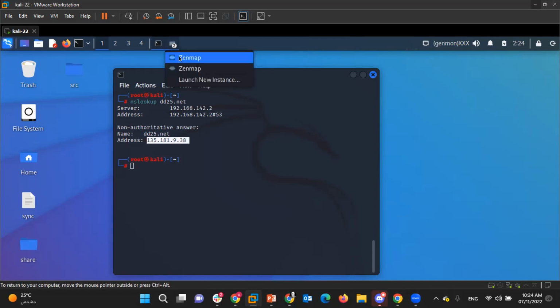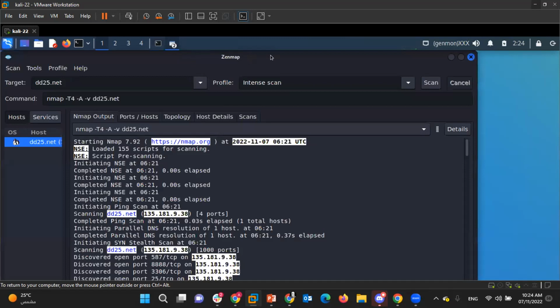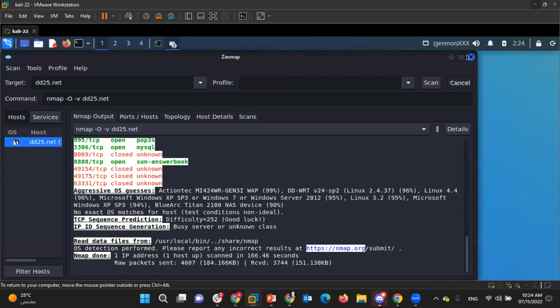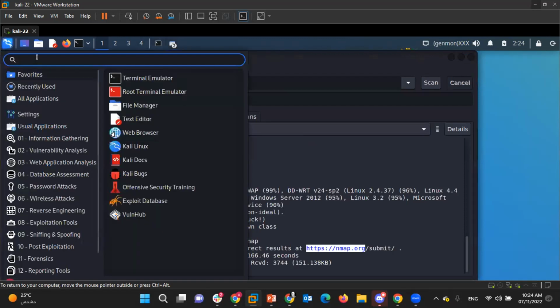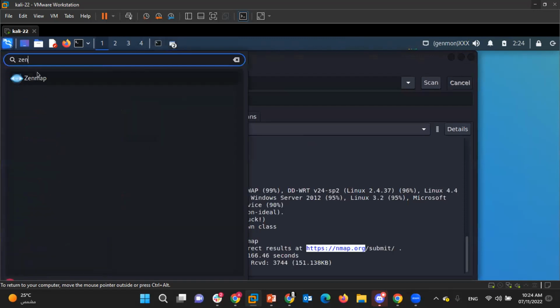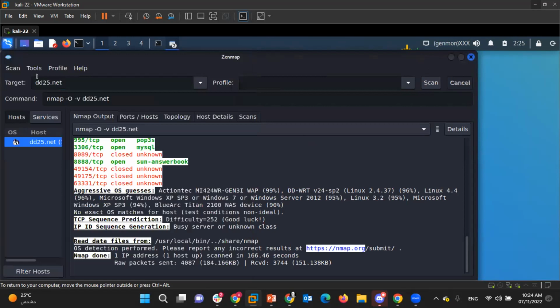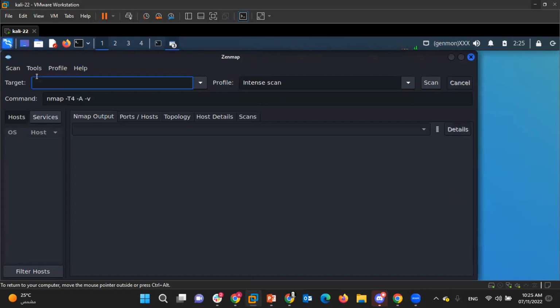Let us go to ZenMap. I made it before, but I'll make it with you firstly. We can use Nmap by command line, or you can install ZenMap as a GUI. I think most of you prefer the GUI, so I'll show you how you can install the GUI for Nmap. It's called ZenMap on your device.